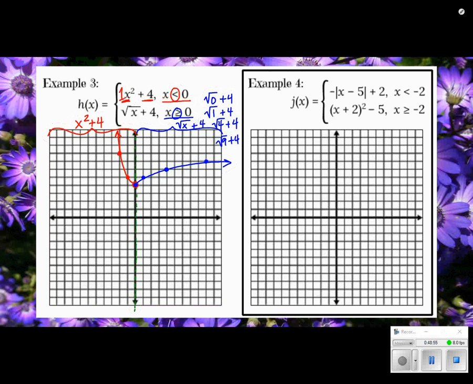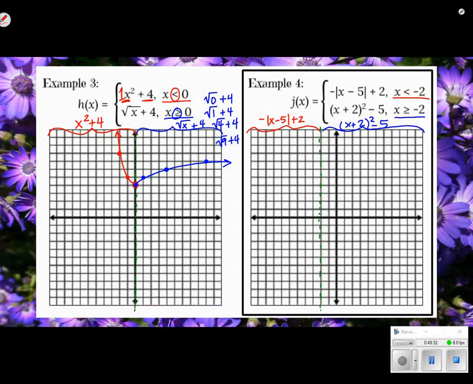All right, let's look at example four. We have a vertical line. Can you tell where the vertical line is? Vertical line's at negative 2, right through here. All right, to the left, because it's less than negative 2, I have a negative absolute value of x minus 5, plus 2. And then to the right, greater than negative 2, I have a quadratic. This whole labeling thing is not necessary, but it's helpful sometimes.